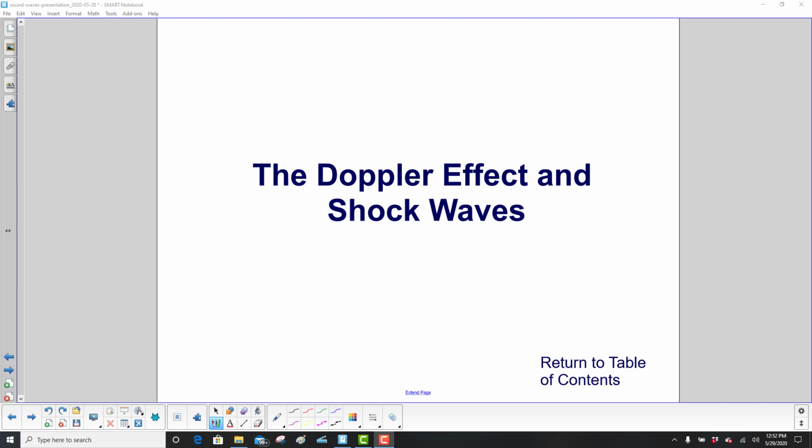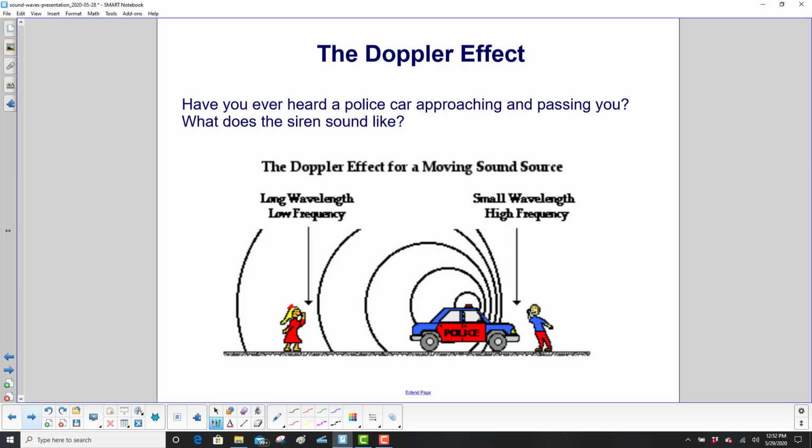The Doppler effect and shock waves. Have you ever heard a police car or a fire engine or an EMS truck approaching and passing you? What does a siren sound like?